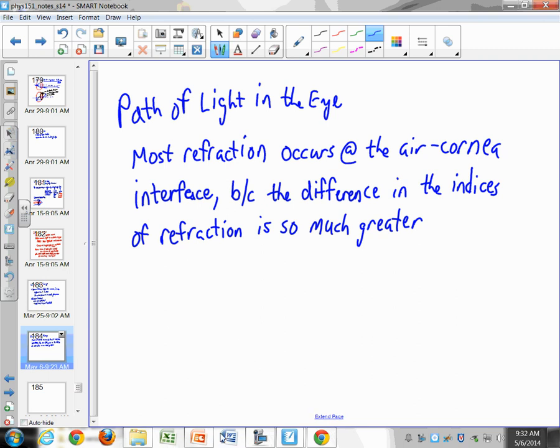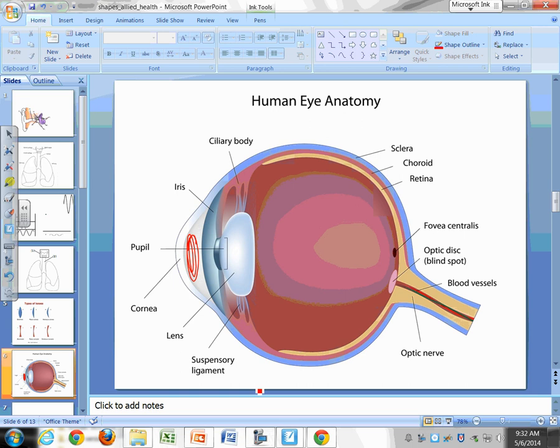Let me show you on this diagram of the eye that we have. If we have light that comes in, notice here that it's going to bend mostly right here. But then when it comes into the lens, it'll just bend a little bit until it goes back to the fovea, or that portion of the retina.